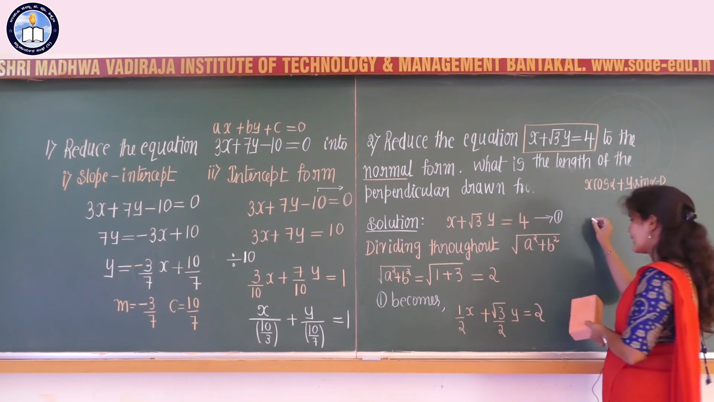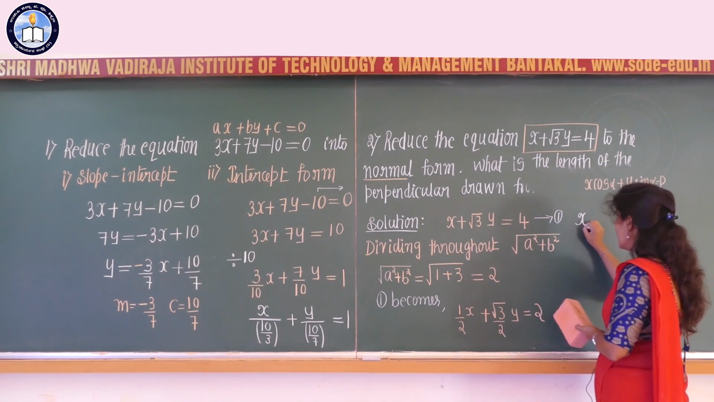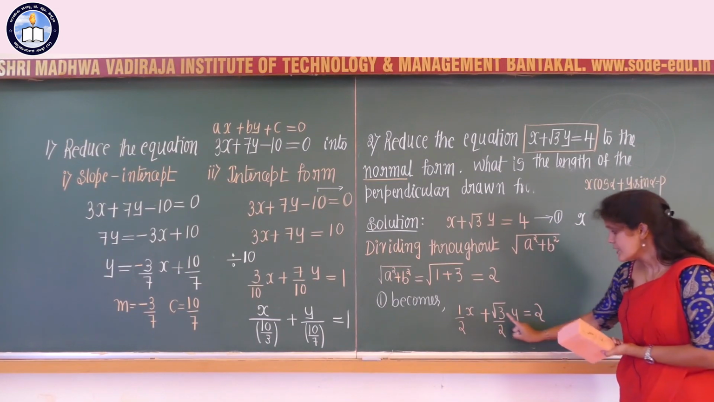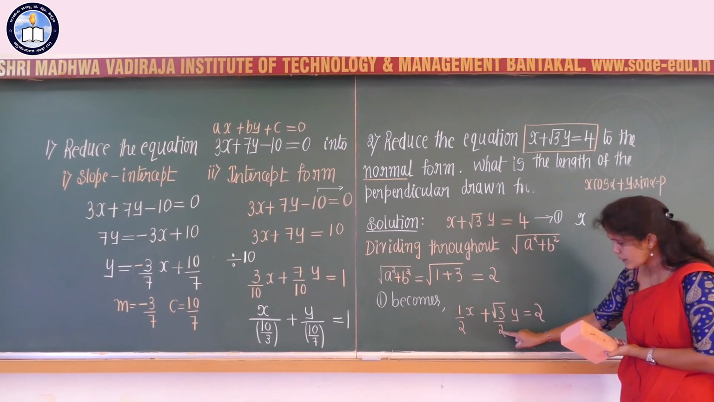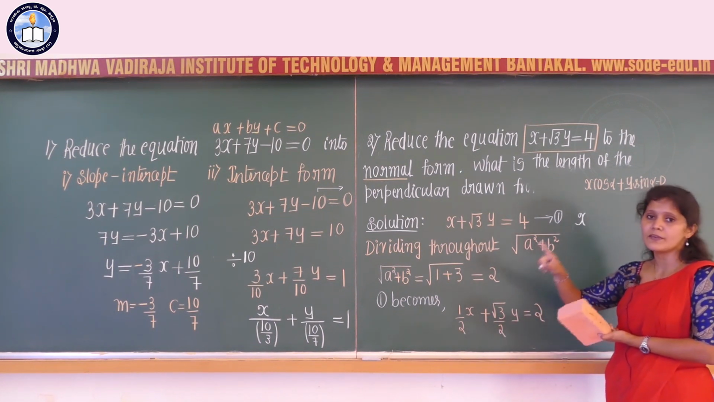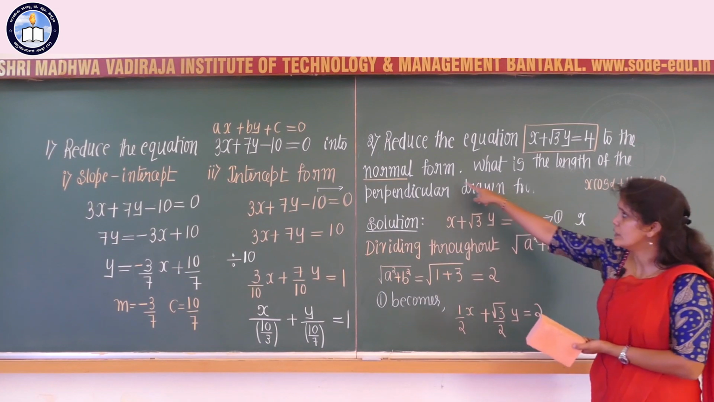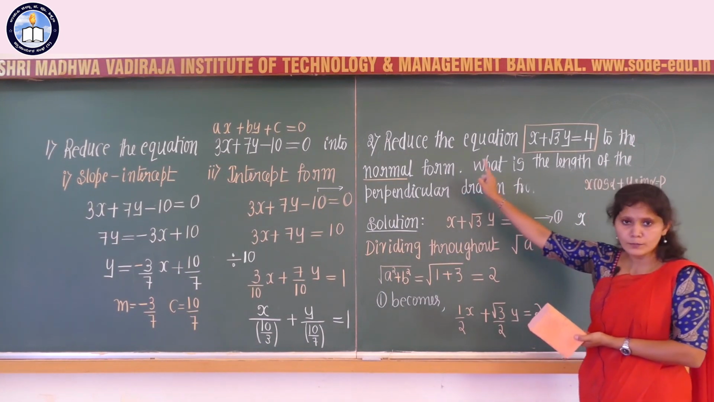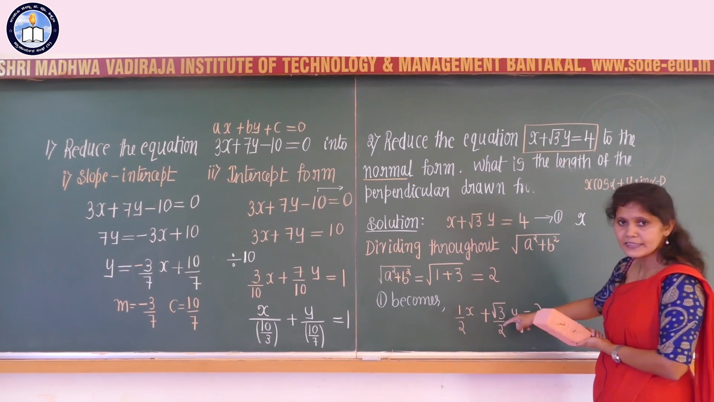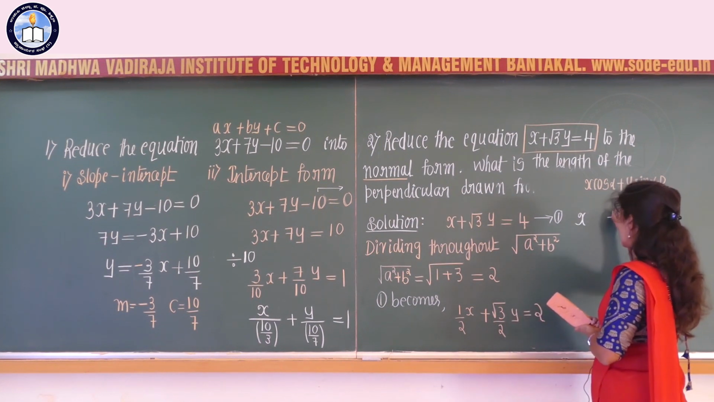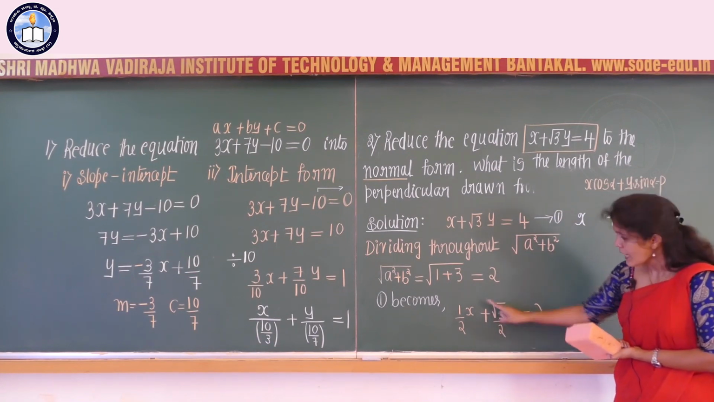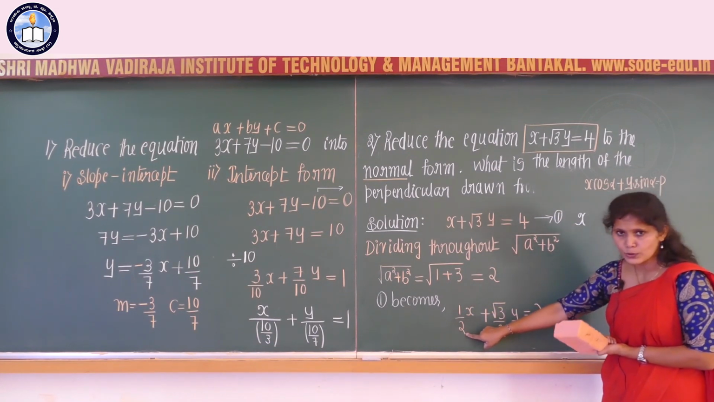So here I can write this as x into cos of some angle should be equal to 1 by 2, sin of some angle should be equal to root 3 by 2, but both the values of alpha should be the same with respect to the theorem or normal form of equation of a line. So root 3 by 2 in terms of sin theta means we know that sin 60 degree is equal to root 3 by 2 and cos 60 degree is equal to 1 by 2.